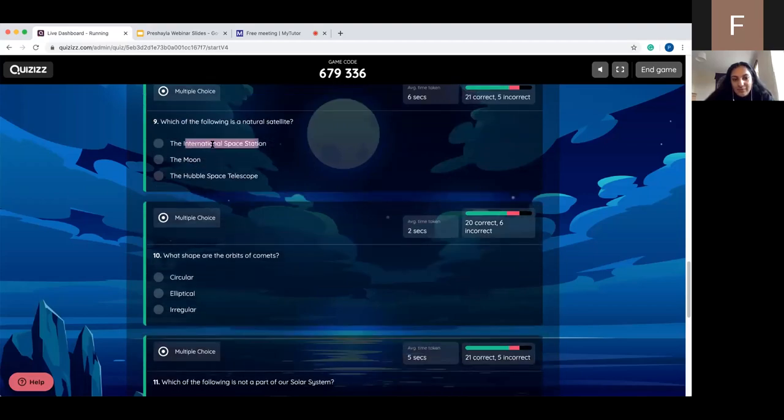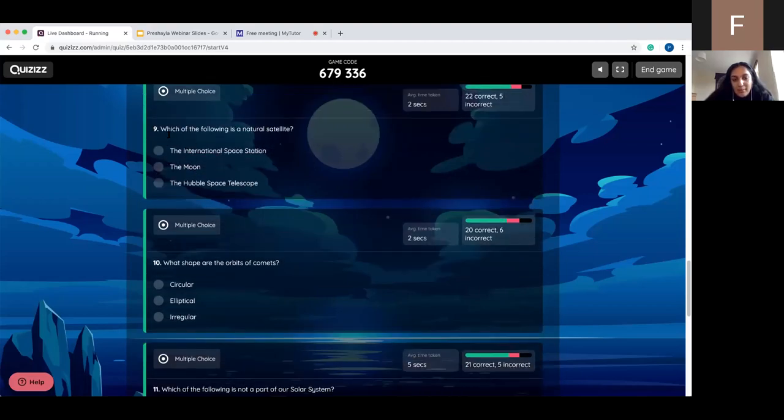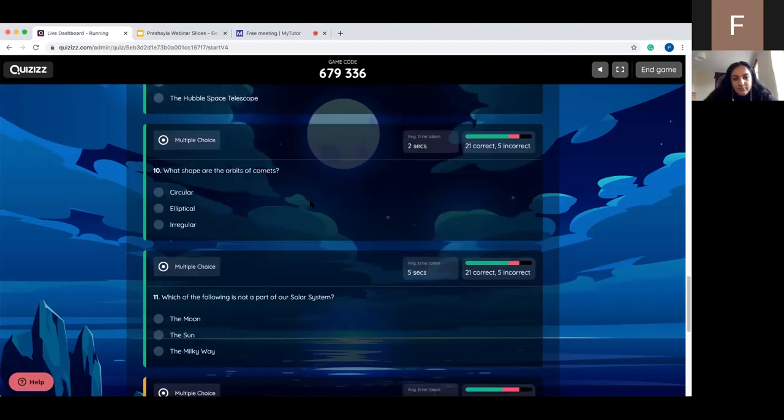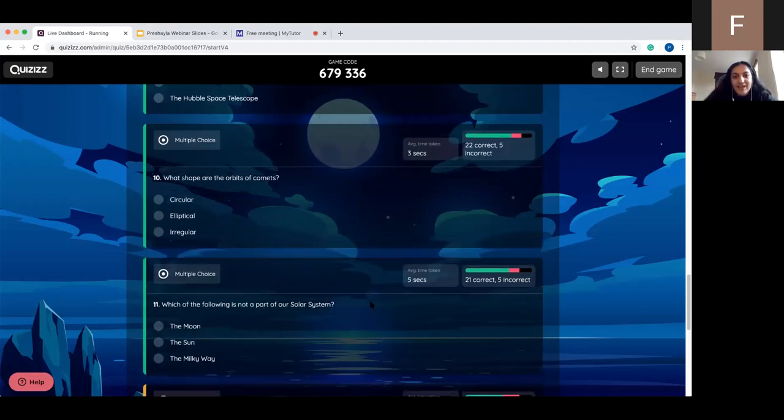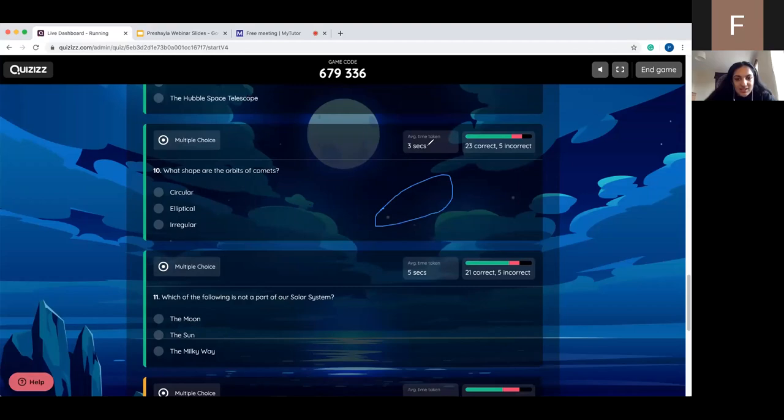The other two are man-made satellites, so they were made by NASA and put up into space. What shape are the orbits of comets? They're that elliptical shape. So if you remember, it's that kind of squashed circle shape like this. And they are regular, so irregular would not be the correct answer in any case.